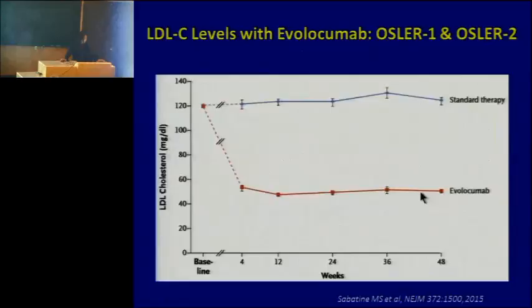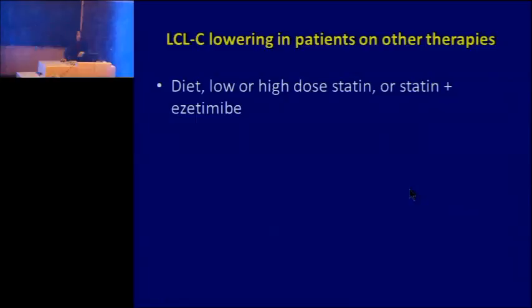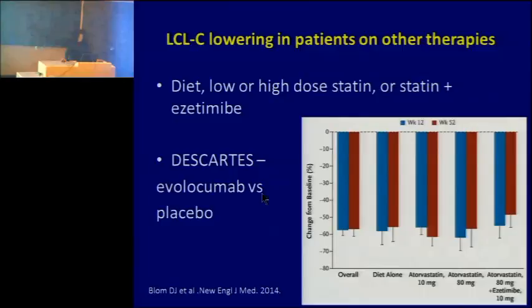What about the effect of these antibodies on patients on other therapies? So what about patients who are just on diet, meaning on no other therapies, or on patients on different doses of statins or statin plus ezetimibe? One study has looked at this, and that's the Descartes study using evolocumab. Essentially, what this graph shows is that there's a 50 to 60% reduction in LDL cholesterol, whatever method of treatment the patient is receiving, starting from baseline. So I want to point out here, this is diet, this is drug therapy. The baseline is probably different for each group, but whatever your method of background therapy, the drop in LDL is about 50 to 60% with these agents when you add on the injections to patients.